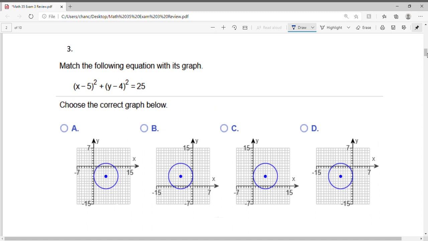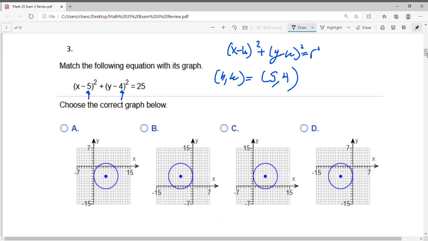Question 3. Match the following equation with its graph. To do this question, we'll have to look at the standard form for a circle. Recall (x minus h) squared plus (y minus k) squared equals r squared. This will allow us to find the center of the circle. The center of the circle is (h, k), and (h, k) is located here. h is positive 5 and k is positive 4.